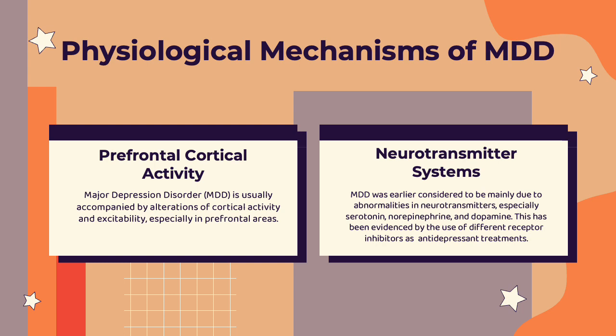Moving into neurotransmitter systems, MDD was earlier considered to be mainly due to abnormalities in neurotransmitters, especially serotonin, norepinephrine, and dopamine, as posited by the monoamine deficiency theory. This has been evidenced by the use of different receptor inhibitors as antidepressant treatments.